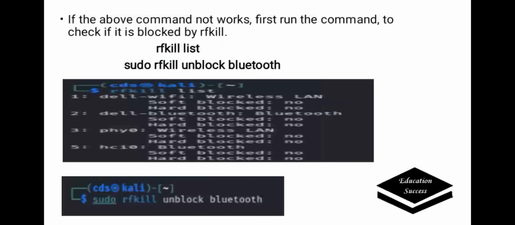If the above command does not work, first check if it is blocked by rfkill. If scanning is not performed, it may be blocked by rfkill. So first write the command rfkill list. It will show you the list of devices that are blocked by rfkill. After that, write the command sudo rfkill unblock bluetooth. If any service or Bluetooth is blocked by rfkill, we have to unblock it first.